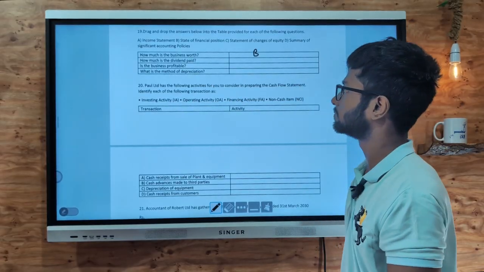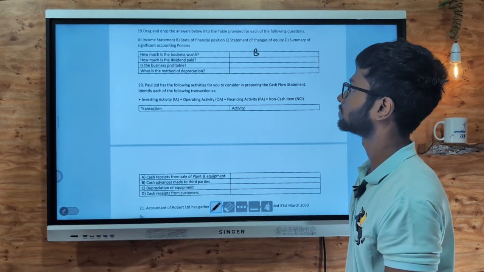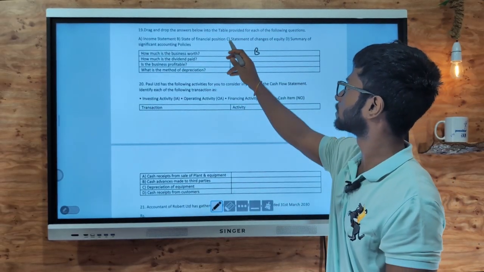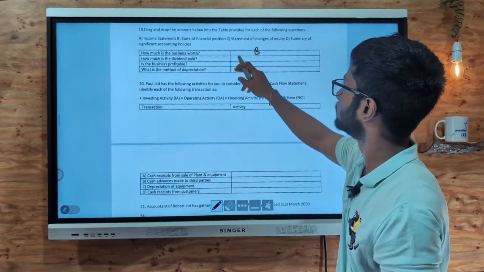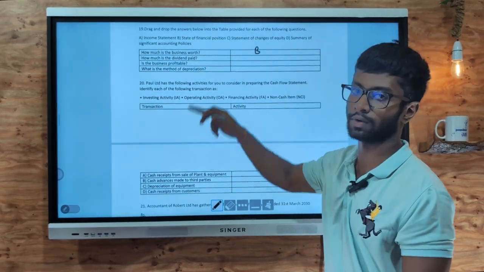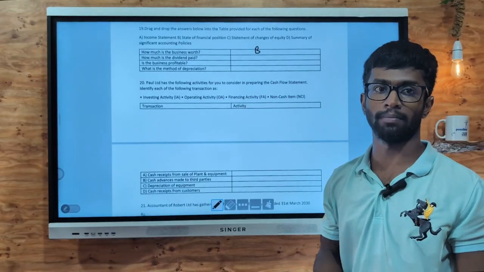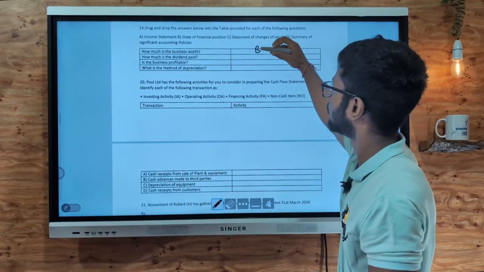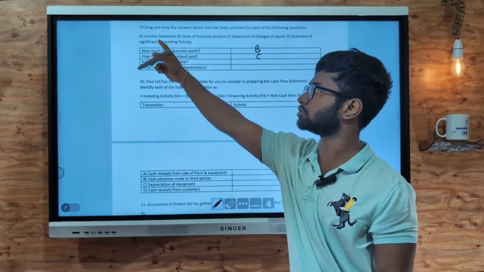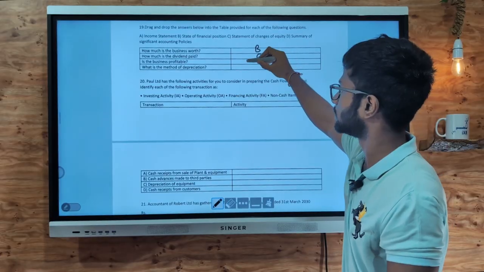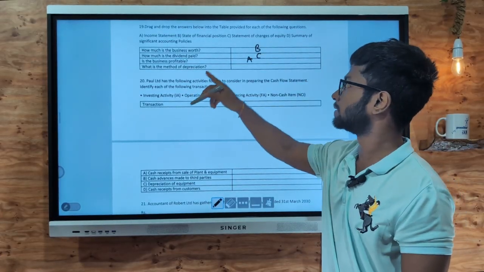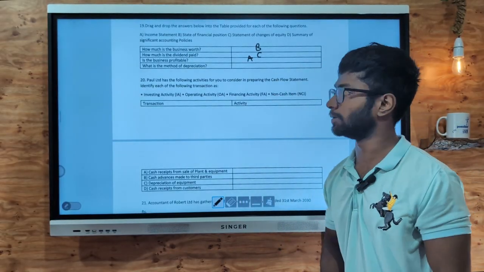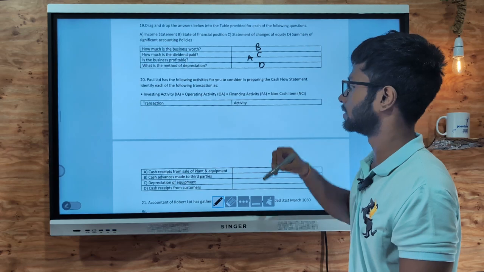How much is dividend paid? Dividend paid you can get through the statement of change in equity. It shows when there is a dividend payment, so that will be using your retained earnings balance. So it should be answer number C here. The profitability of the business you can find through your income statement. So A should come here. What is the method of depreciation? That you get through your accounting policies, or in other words in your notes it will be disclosed. So D will come here.